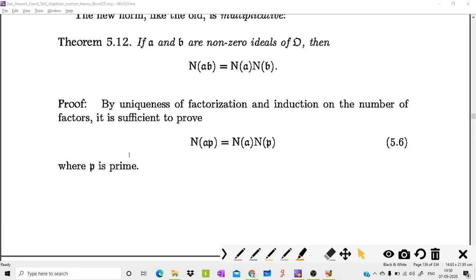Now we have theorem 5.12. In theorem 5.12, we will prove that the norm of AB is equal to the norm of A into the norm of B. So we will prove this multiplicativity property of the norm here. In order to prove this for arbitrary ideals, we will prove the result for N of AP, where P is a prime ideal, so it is maximal as well. N of AP is equal to N of A into N of P.